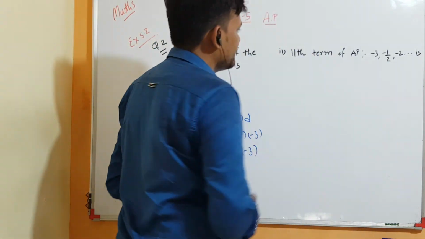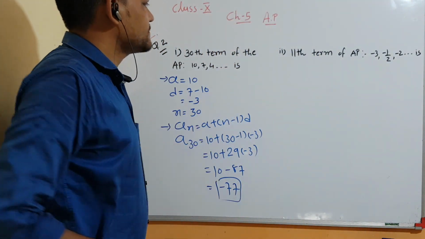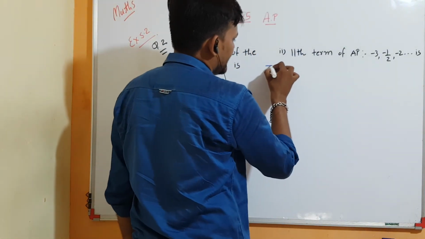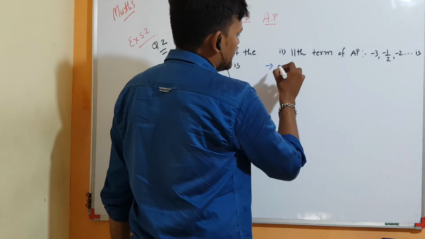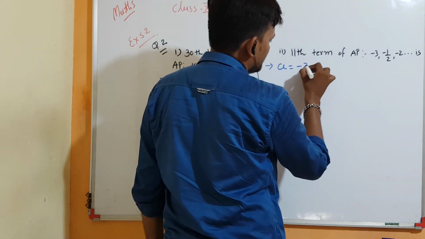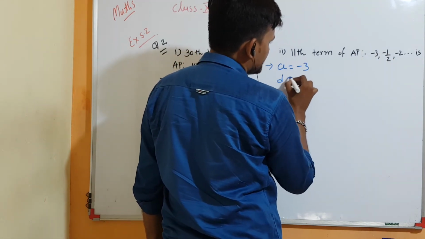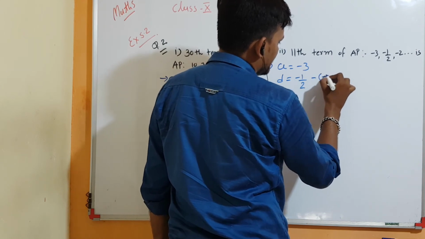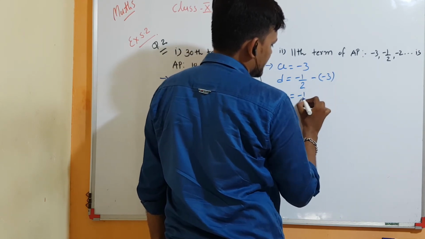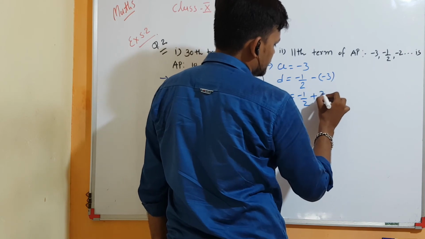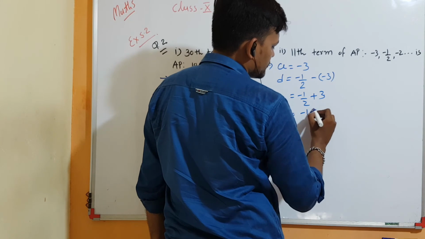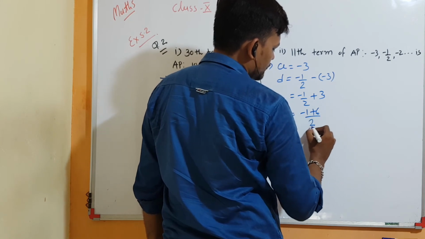Now see, the second part is also the same as part number 1 here, but we have to find the 11th term, that means the n is given, it is 11. So a is minus 3, right? D is a2 minus a1, that means minus 1 by 2 minus a, minus minus 3. So minus 1 by 2, minus minus plus. Take LCM, 3 2s are 6. So minus 1 plus 6 upon 2.